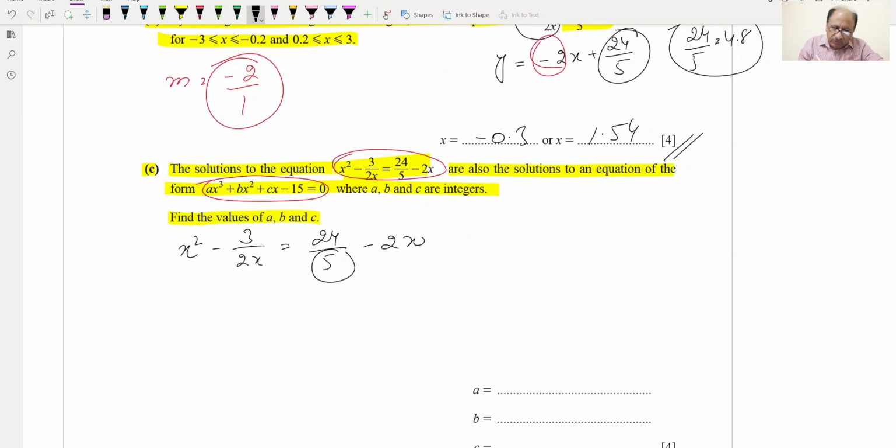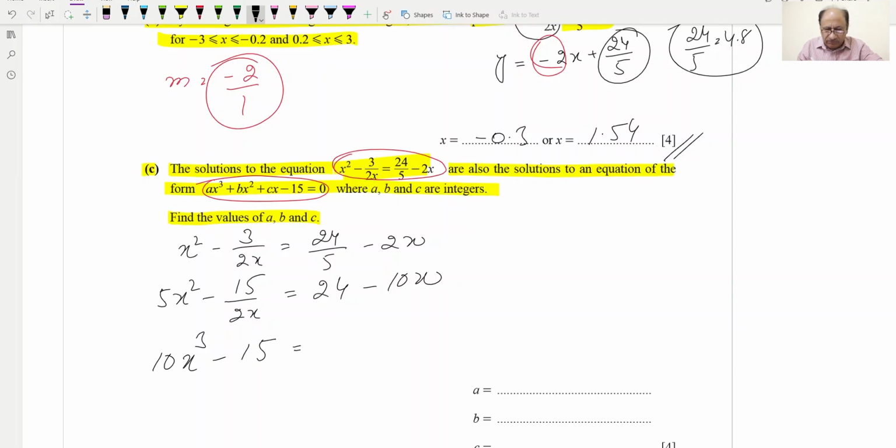Now to get rid of this denominator, we'll multiply everything by 5, so we'll get 5x squared minus 3 over 2x. This will be 15 because we are multiplying by 5, so this 5 will be cancelled, so only 24 minus this will be 10x. Now to get rid of this denominator, we'll multiply by 2x and we will get what? We'll get 10x cubed minus, this will be only 15 because the denominator 2x will be cancelled, and this will be 48x and this will be 20x squared.